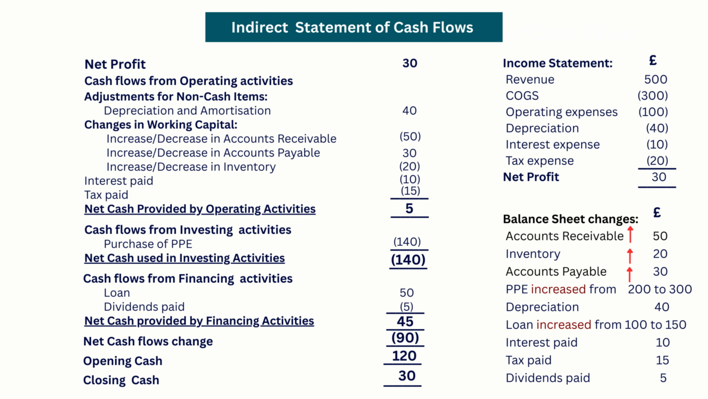30 is closing cash. This company is generating very weak operating cash flow, only 5, but is heavily investing in plant, property and equipment. It's financed mostly by taking additional loans. This could create liquidity pressure if operating performance does not improve.